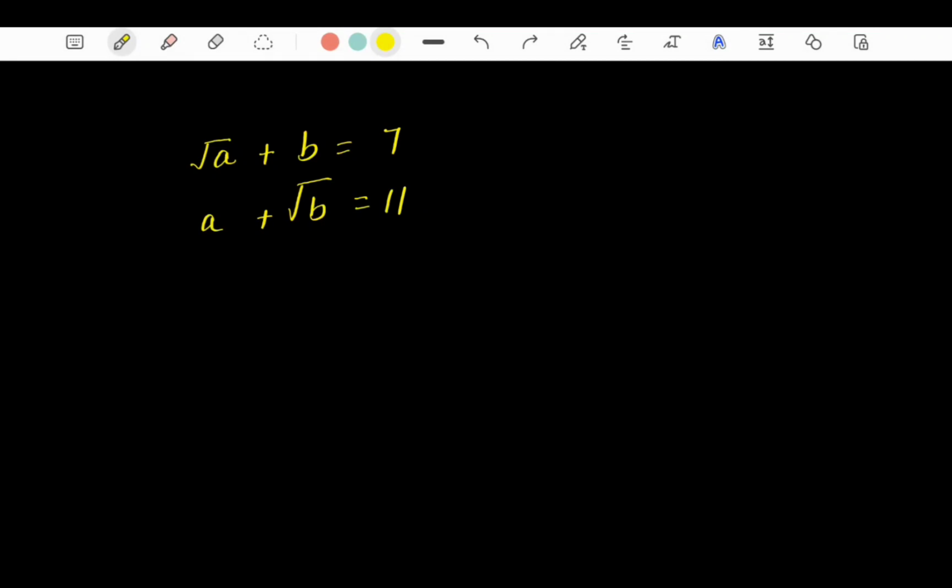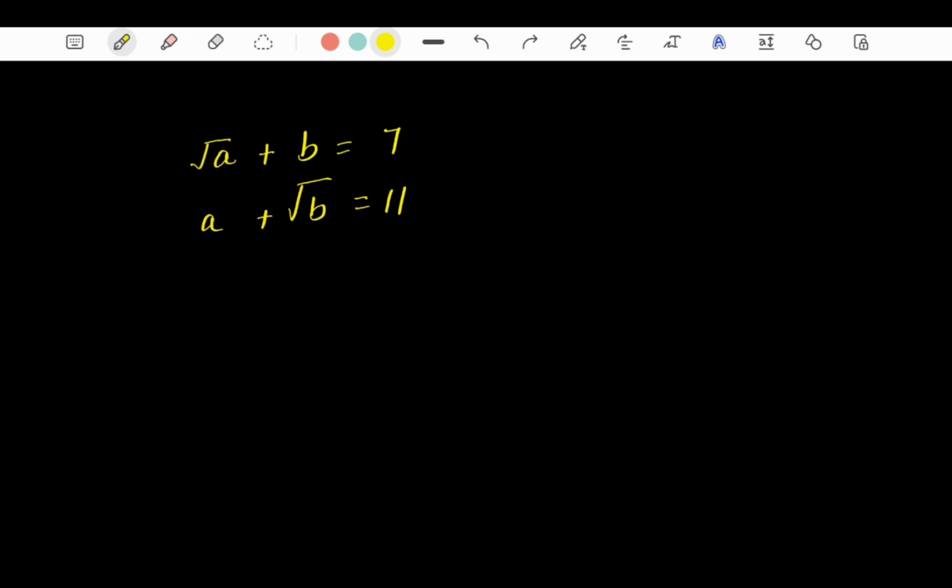Hello everyone. Here we have an interesting problem which is actually a radical system of equations. Here we have two radical equations: square root of a plus b is equal to 7, and a plus square root of b is equal to 11. So we have to find the possible values of a and b.